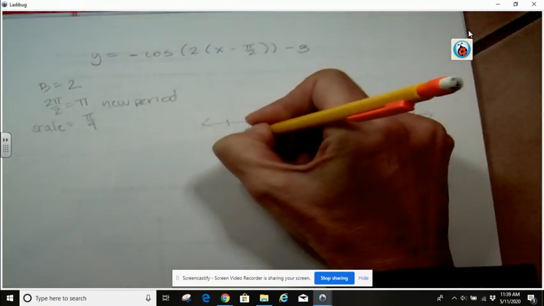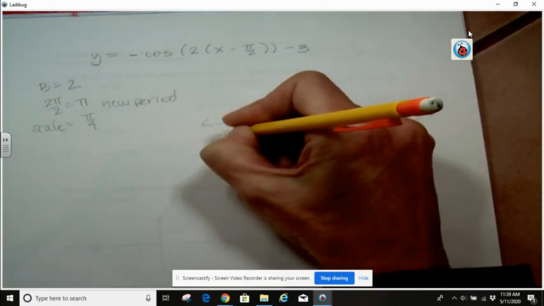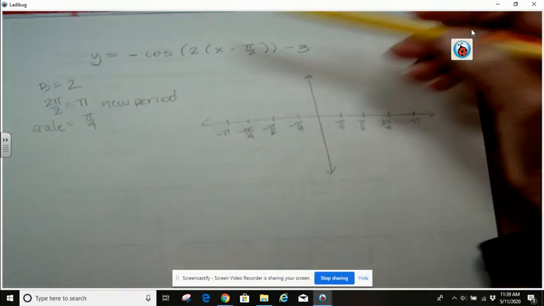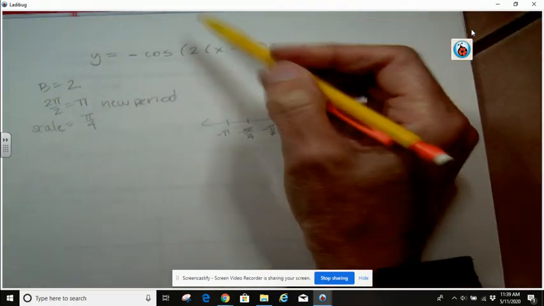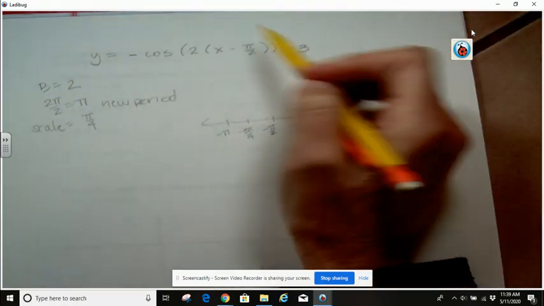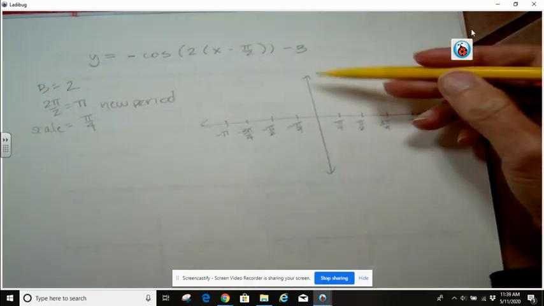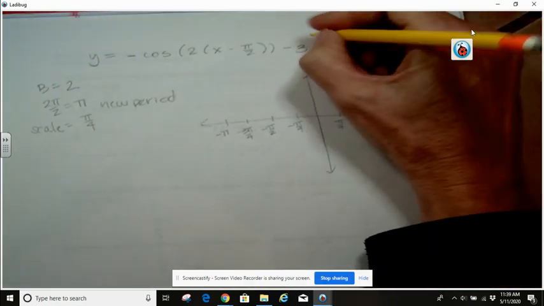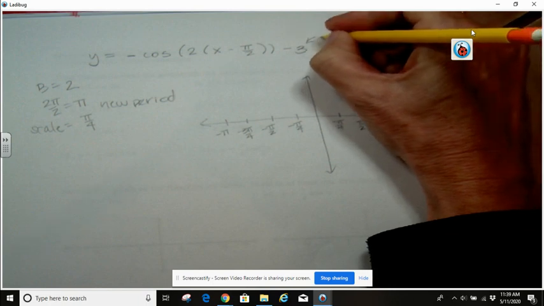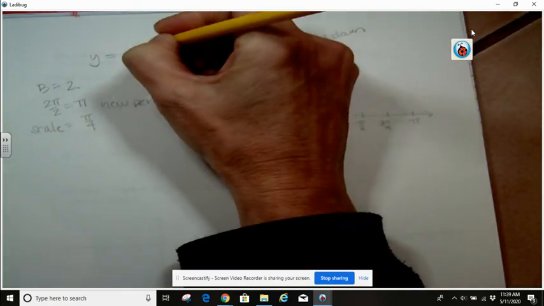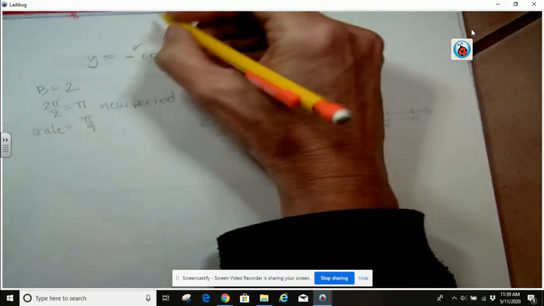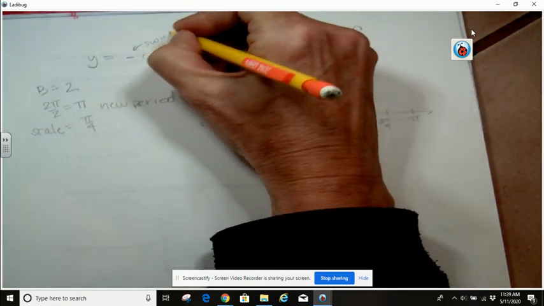On the negative side, all right, so that's taken care of this. For the amplitude, you have to look at amplitude and vertical shifts kind of together to label your y-axis. So the vertical shift says we need to move 3 down, and the amplitude is still 1, but we need to switch our max and mins.